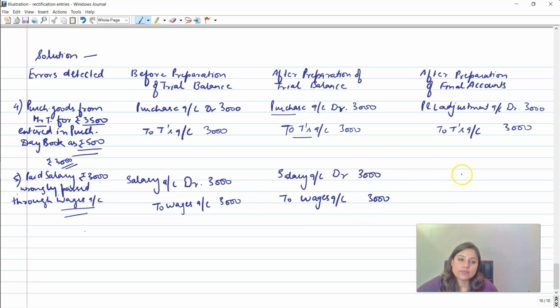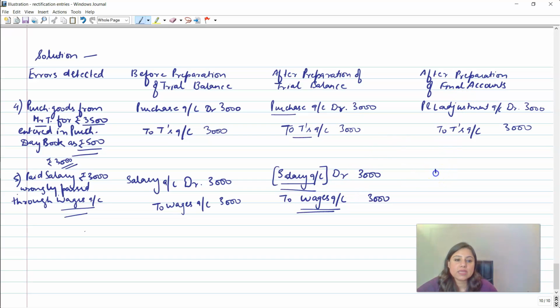Now in the case of after preparation of final accounts, if we see both these accounts are of the nature of nominal, so both these accounts are nominal accounts. Therefore, what are we going to pass the entry after preparation of final accounts? The debit as well as the credit effect has to be given through P&L adjustment account only. We cannot open such accounts after closure and after preparation of the final accounts.